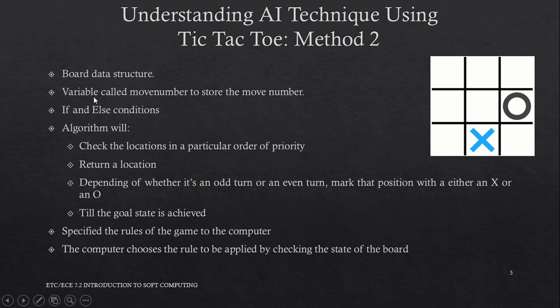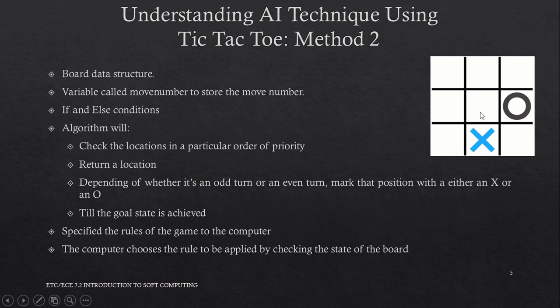To solve the problem, we design the algorithm using if and else conditions. Here, we may write the code to check the individual position on the board, not the entire state of the board at once. For example, like how a human would check the center position if it is already marked, and then they would mark the corner or a non-corner position. So the algorithm will also check the locations in a particular order of priority.